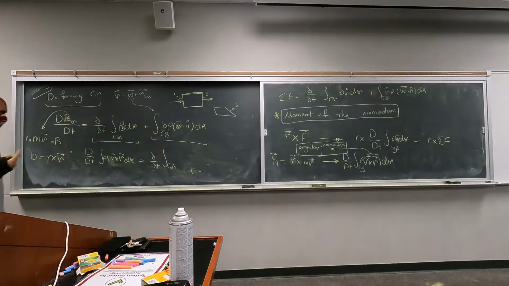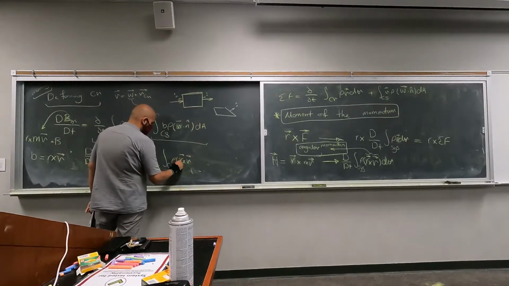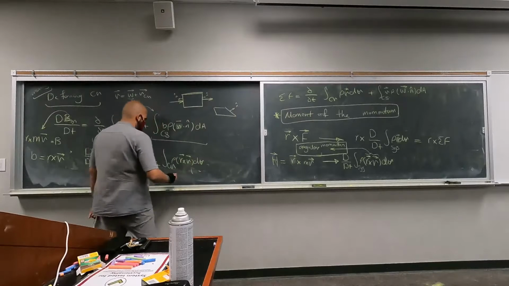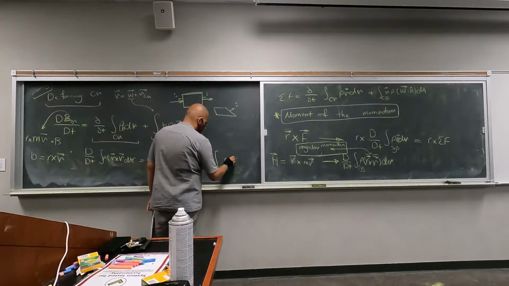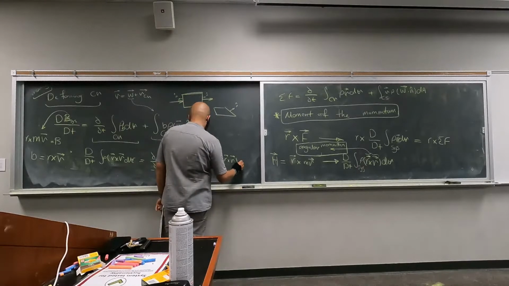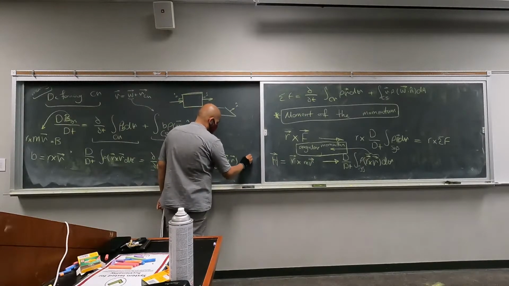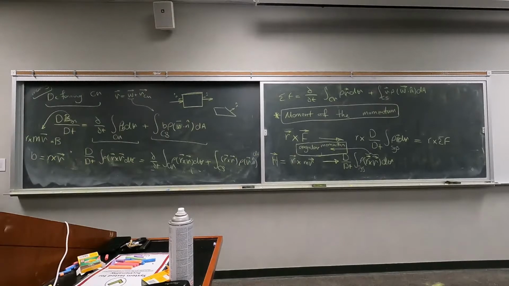Changes of the specific angular momentum inside your control volume plus the flux of your angular momentum in or out of your control surfaces. So we have had 3 equations so far: conservation of mass, momentum equation, and angular momentum equation.